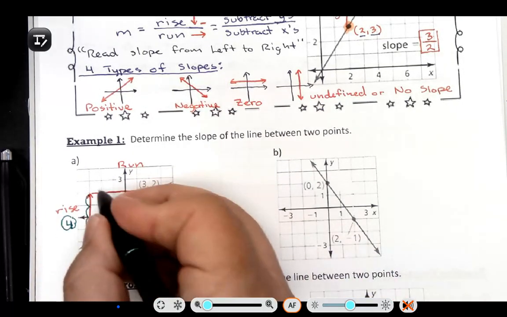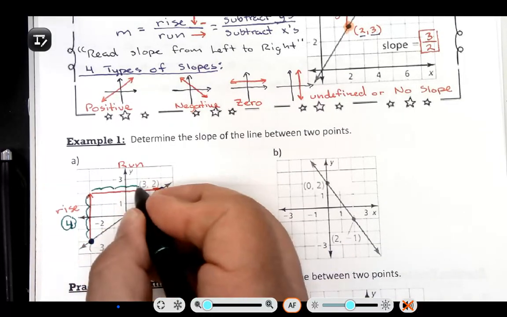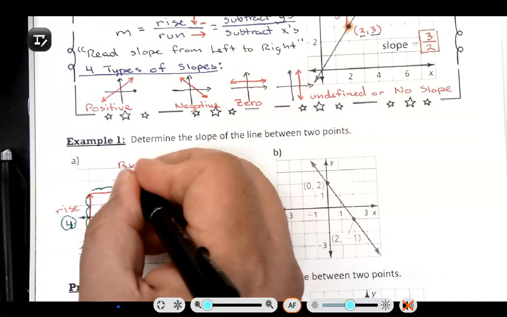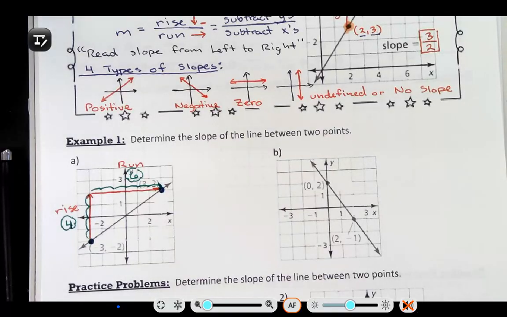My run, well, let's see, let's count. 1, 2, 3, 4, 5. See, still not there. So 6 spaces. So my run would be 6. All right, well, we're ready to go.